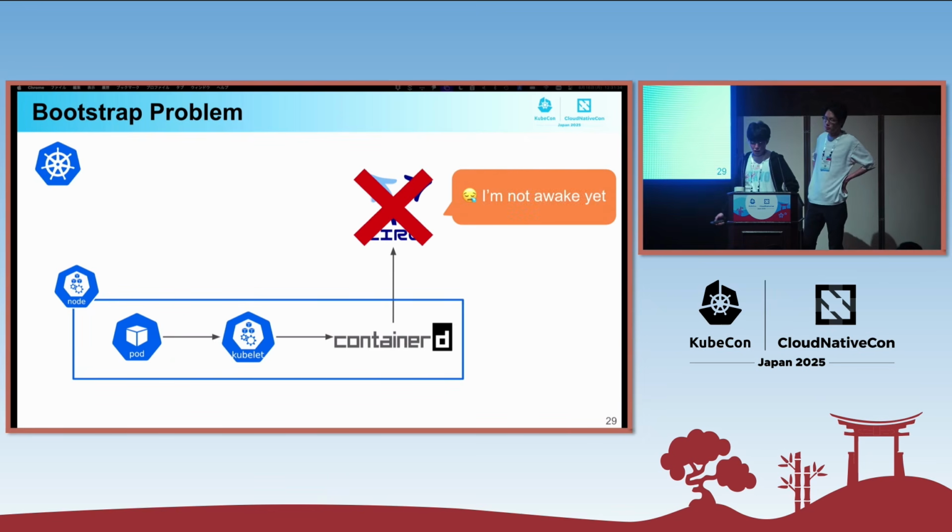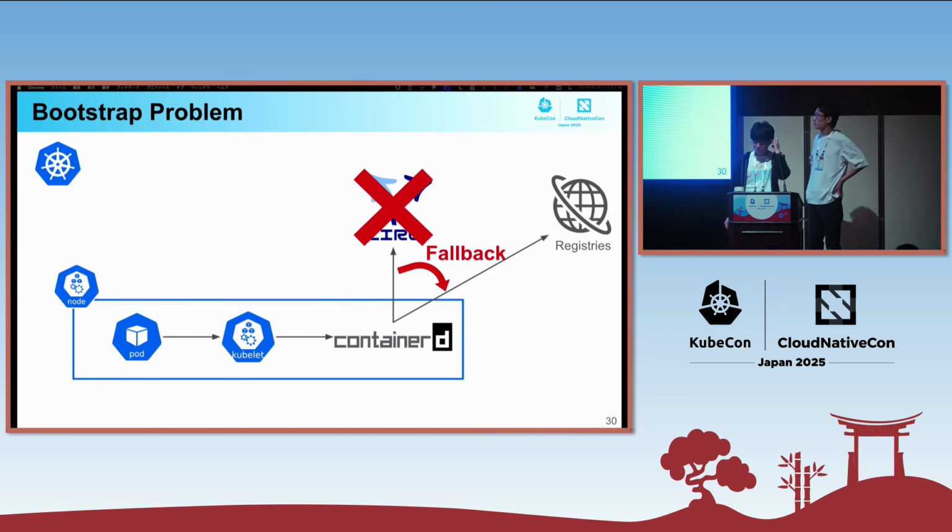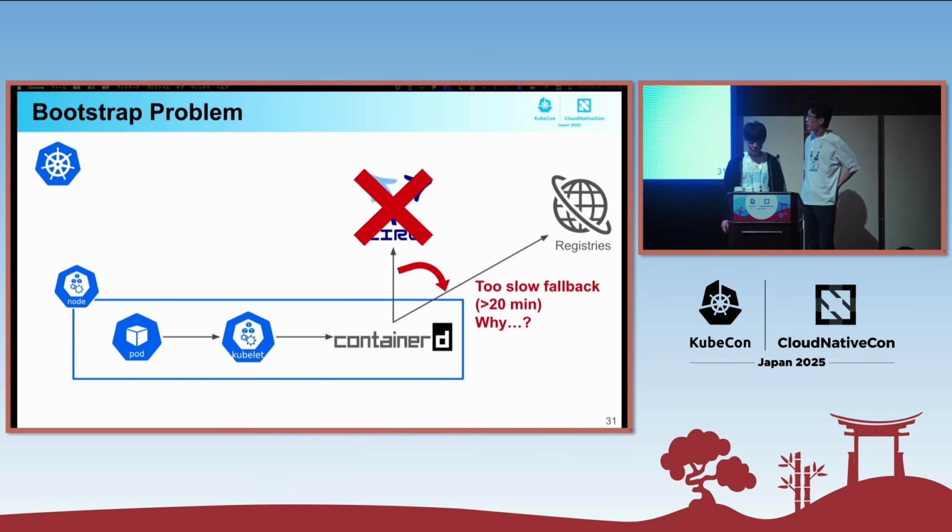So what this diagram shows is that CIRC is down. Fortunately, containerd has a fallback mechanism, as you can see on this slide. Even if CIRC is down, containerd can be configured to bypass the unavailable mirror and fall back to pulling images directly from the origin registries. So the fallback mechanism we saw on the previous slide allows the image pull to eventually succeed by going over the origin registry. But we discovered a major problem in practice.